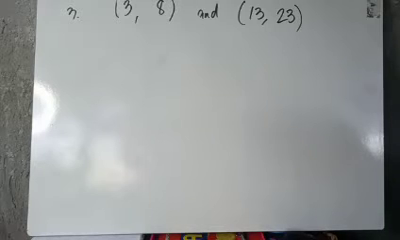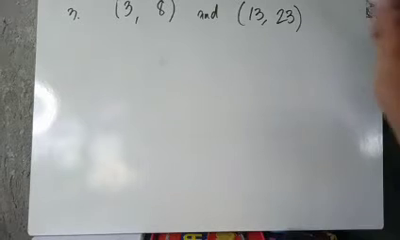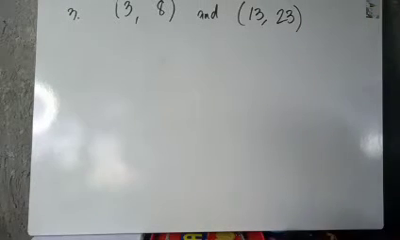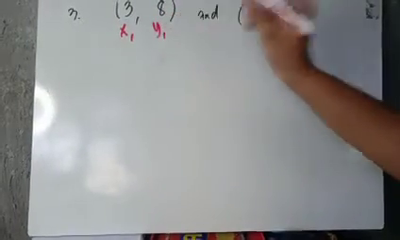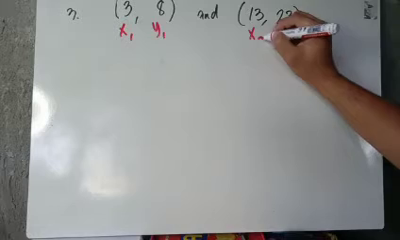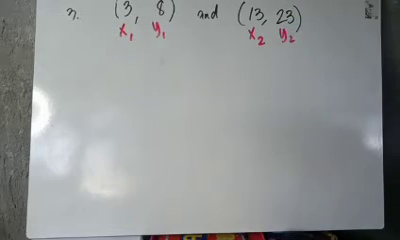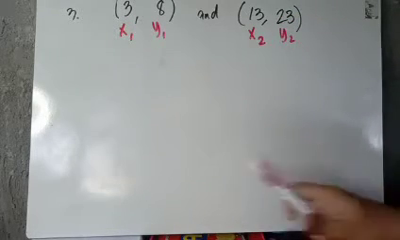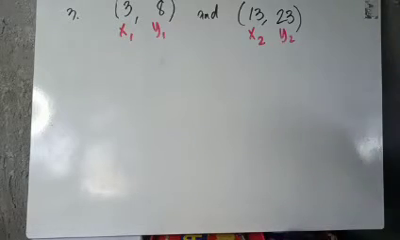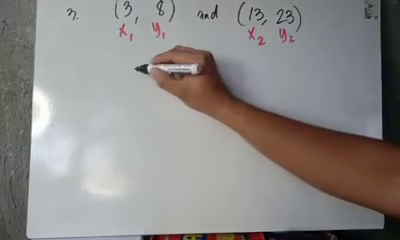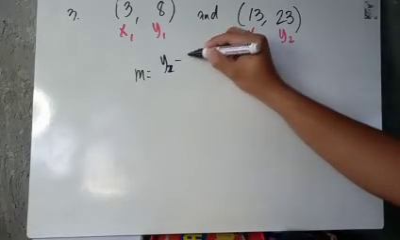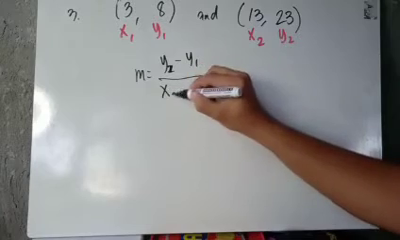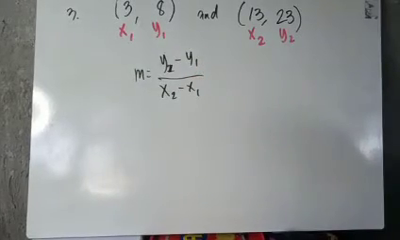3, 8, and 13, 23. So, we're going to find the slope of a line passing through 2 points. Okay. So, ano na tayo? Variables muna. So, this is x sub 1, y sub 1. Ayan po. And then, ito yung x sub 2, and then y sub 2. Ayan. Okay, and then we're going to substitute these values into the formula. So m is equal to y sub 2 minus y sub 1 over x sub 2 minus x sub 1. Ayan po.